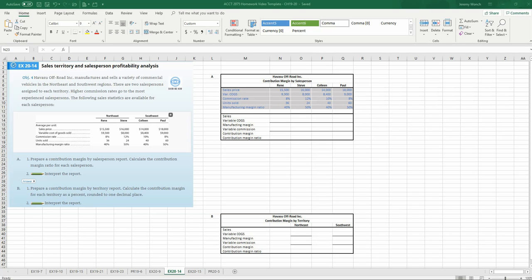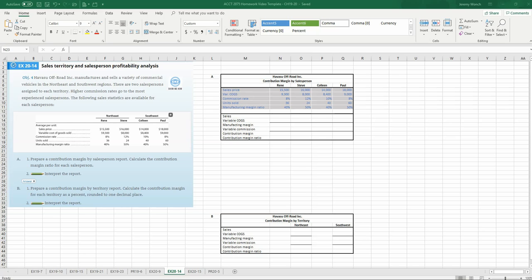In this exercise, 2014, we're going to analyze our salespeople based on contribution margin. Sometimes it's hard to tell who your top salespeople might be if you just measure off of one factor like units sold, when really there are several things that go into it. At least in this case, we have different commission rates, different units sold, and also different variable costs. So contribution margin is a nice way to analyze what's working the best.